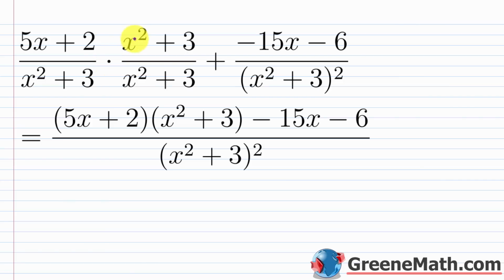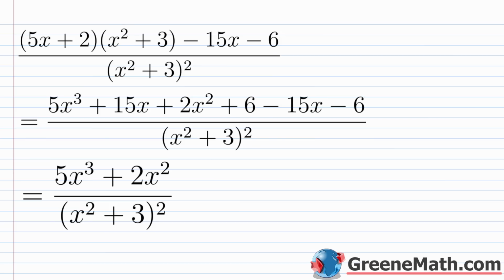We're going to multiply this by x squared plus 3 over x squared plus 3. And then we're going to add these guys together. We're going to go through and distribute things in the numerator. I'm going to end up with 5x cubed plus 15x plus 2x squared plus 6 minus 15x minus 6. So that's my numerator. Again, over that denominator, which is the quantity x squared plus 3 squared.